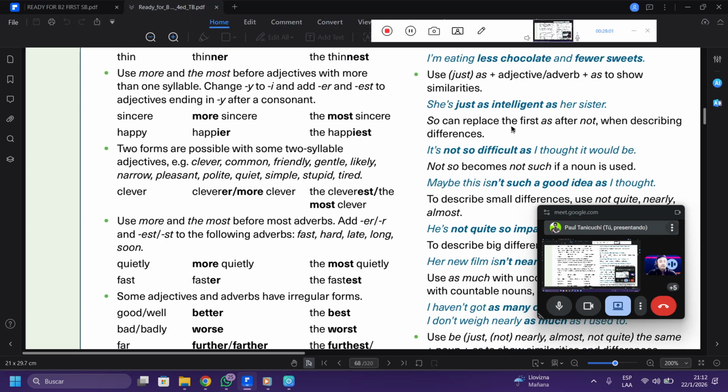Next, we use just as plus the adjective or the adverb plus the word as one more time to show similarities. This one you know. She is just as intelligent as her sister. It is as plus the adverb or the adjective plus as to show similarities. Okay. In the negative one, we have to add only the word not. Not so difficult as this one. Okay. But first, the similarities. One more time, your examples. Think of proper examples, please, and let me know when you're ready.